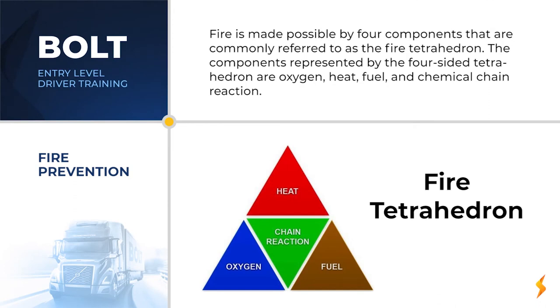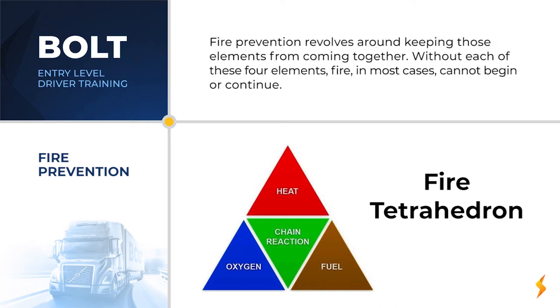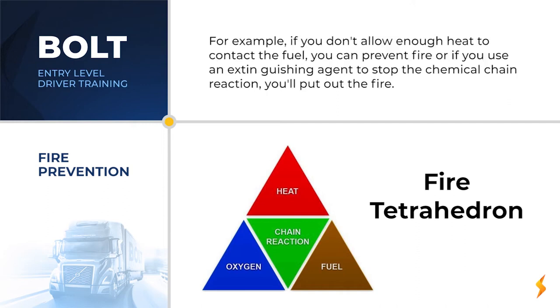Fire is made possible by 4 components that are commonly referred to as the fire tetrahedron. The components represented by the 4-sided tetrahedron are oxygen, heat, fuel, and chemical chain reaction. Fire prevention revolves around keeping those elements from coming together. Without each of these 4 elements, fire, in most cases, cannot begin or continue. For example, if you don't allow enough heat to contact a fuel, you'll prevent fire. Or, if you use an extinguishing agent to stop the chemical chain reaction, you'll put out the fire.